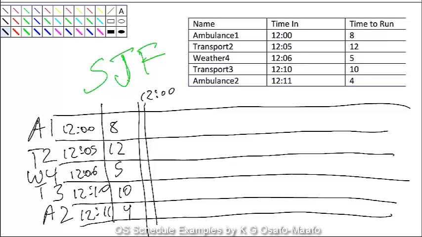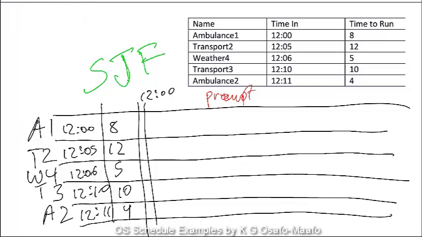At 12 o'clock, the only person that's ready is A1. Right. Now, there are two ways to work this. One is with preemption and no preemption. When we say we are going to allow preemption, that means we are going to allow stopping one person to run another. Right. So there are those two modes.